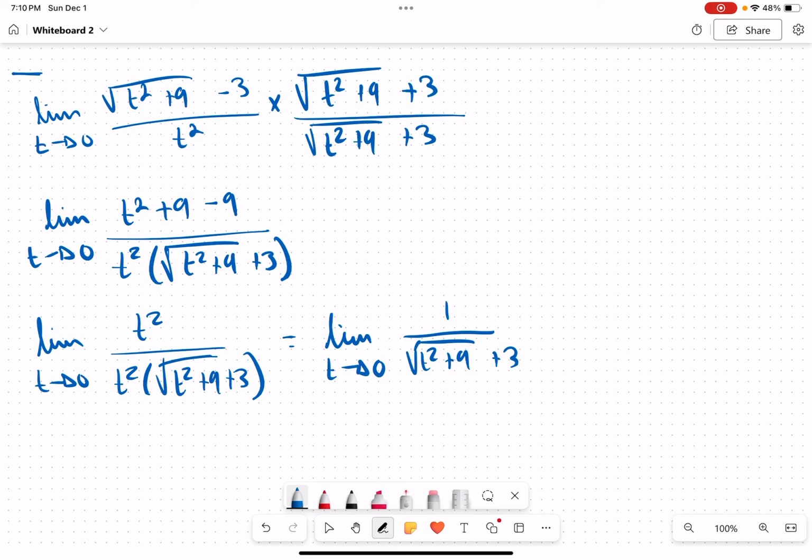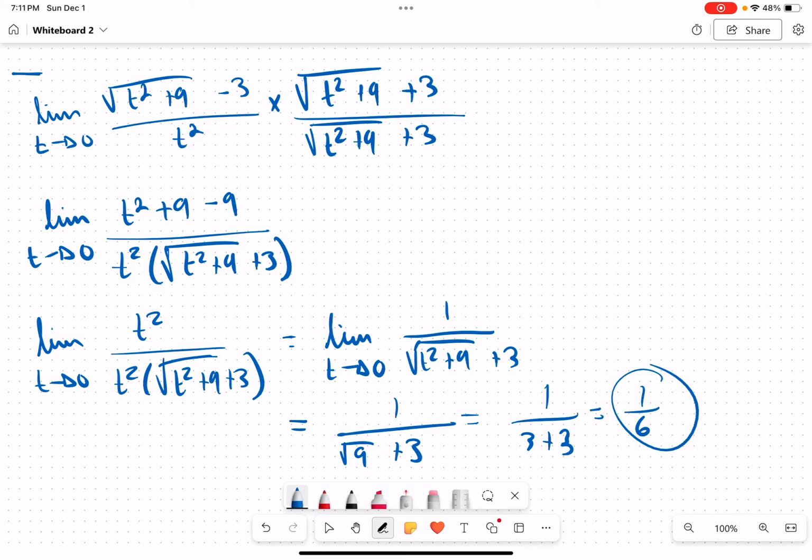So what happens now is that when I substitute 0 into the equation, I'm going to have 0 squared, which is just 0. And then I'm left with just the root of 9 plus 3. That is 1 over 3 plus 3, and that's going to equal 1/6. So that is the answer to the third limit here.